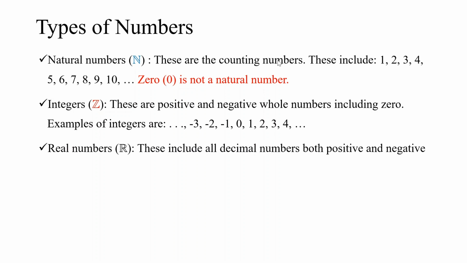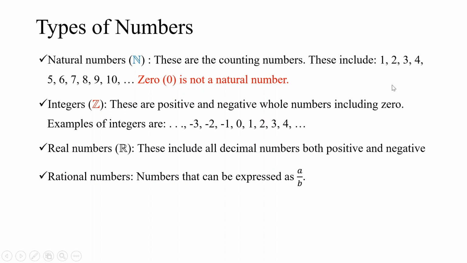What are real numbers? These include all decimal numbers, both positive and negative. Rational numbers are numbers that can be expressed as a fraction. What do we call a fraction? Like you can see here, a over b as an example.